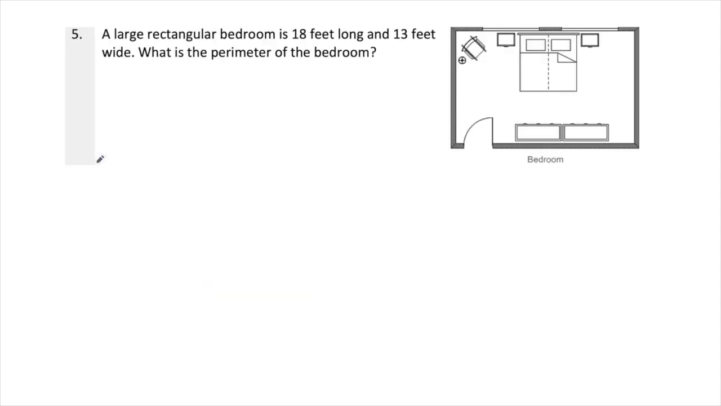For this problem, we have to figure out the perimeter of the bedroom. We know that the bedroom is 18 feet long and 13 feet wide. To find the perimeter, we can add up the length of the 4 sides. So that would be 13 plus 13 plus 18 plus 18, which is equal to 62. So the answer to this problem is 62 feet.